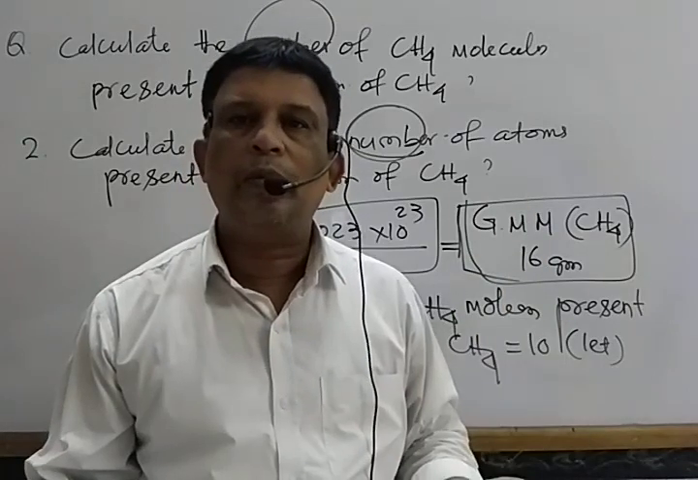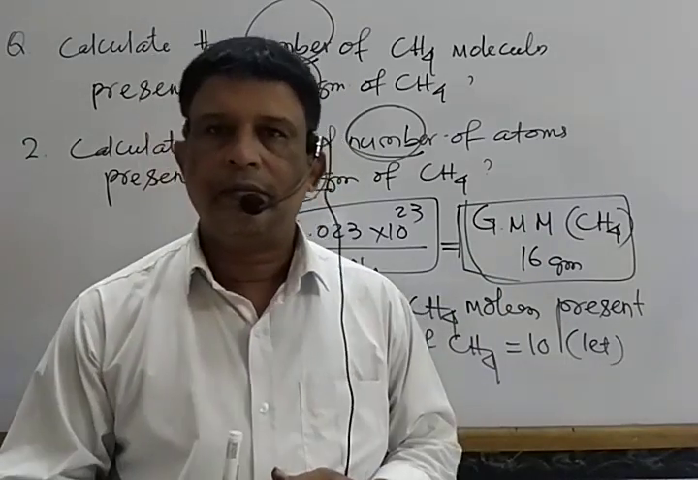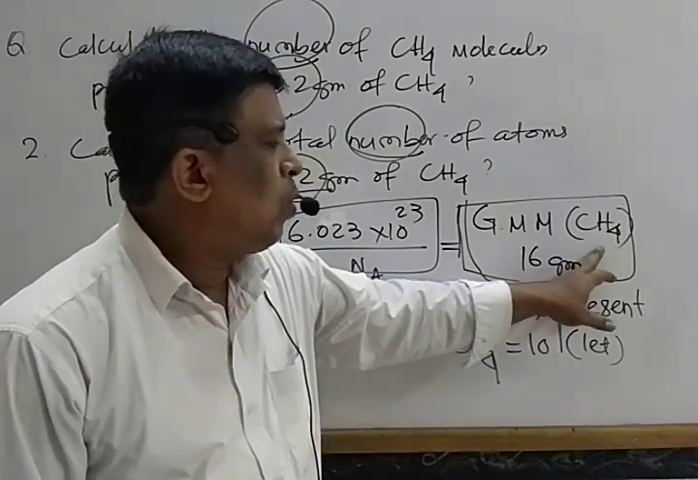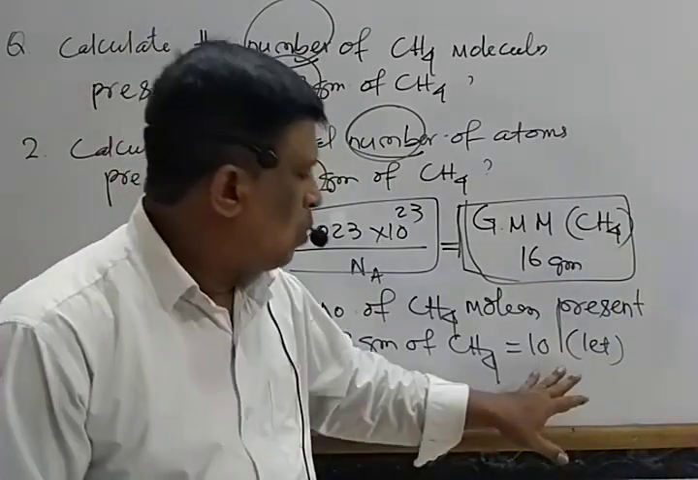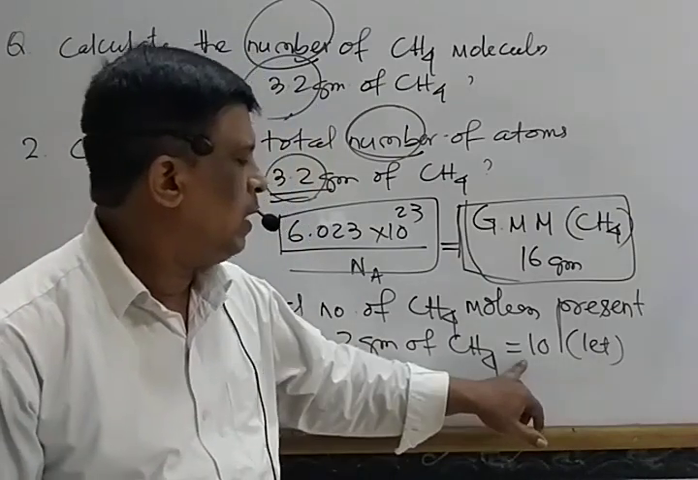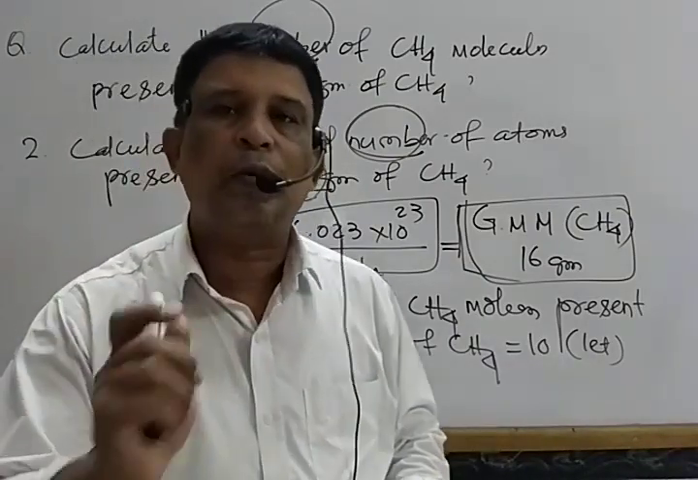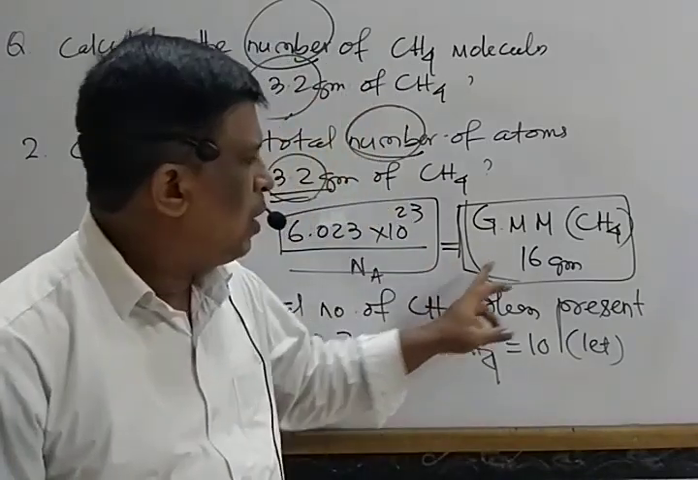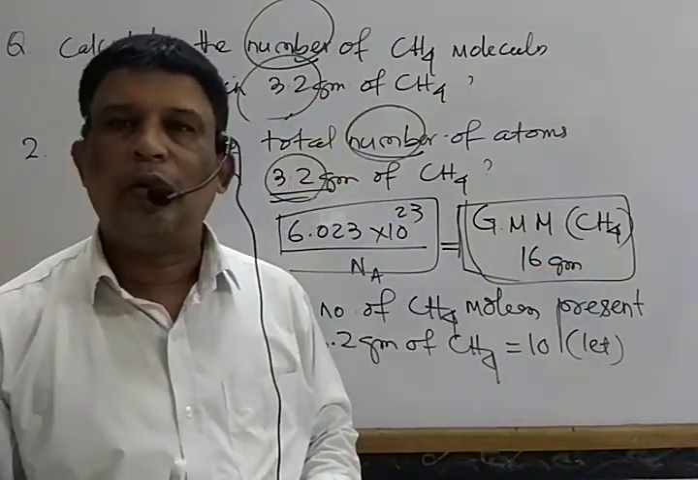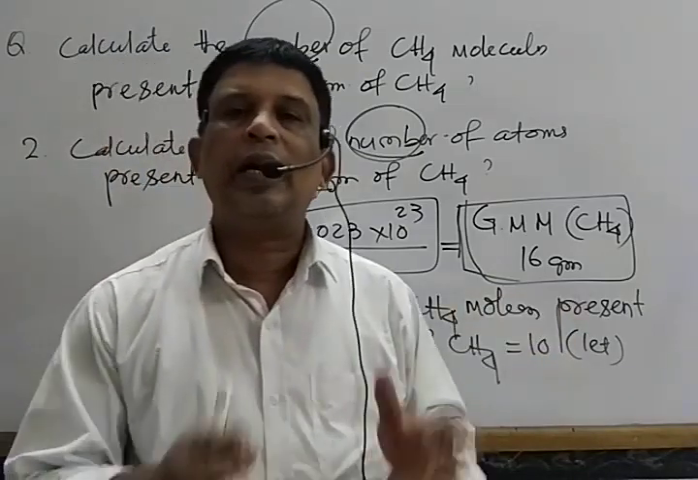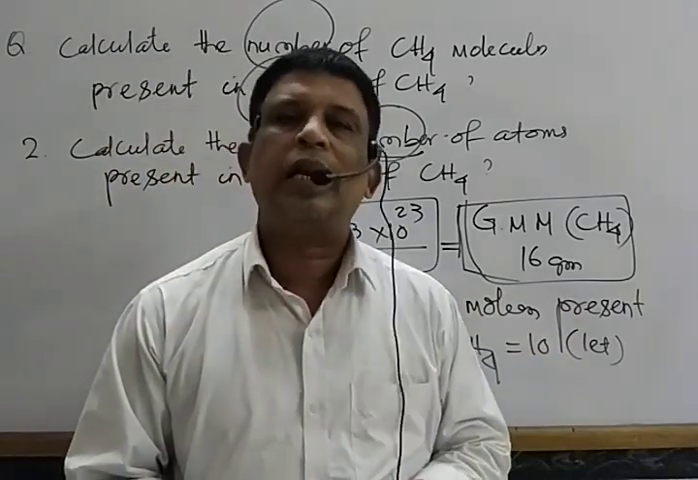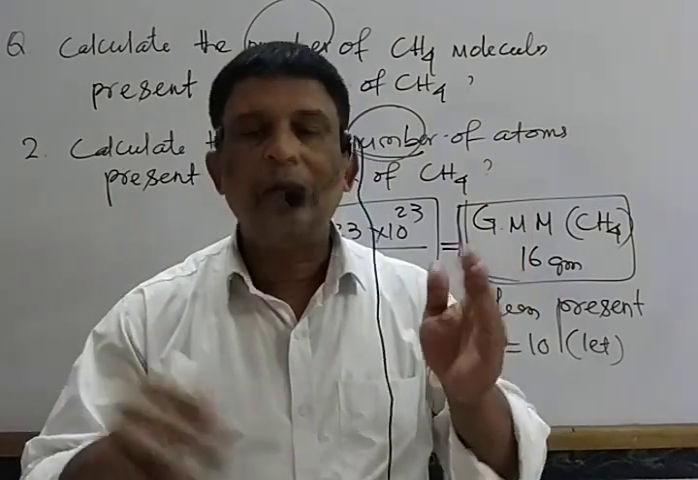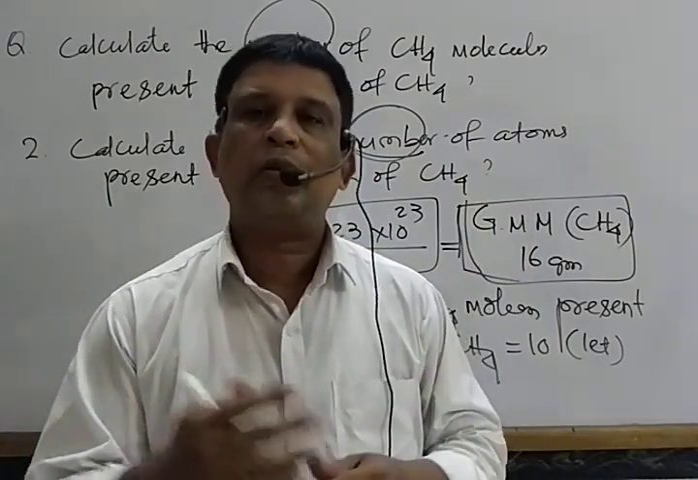So the total number of carbon atoms is 10. Next question: one methane molecule contains 4 hydrogen atoms, so the total number of hydrogen atoms present is 10 into 4, that is 40. Next question: one methane molecule contains 2 hydrogen molecules, so 10 molecules contain 10 into 2, that is 20 hydrogen molecules. Mark that. This is one concept, just a different way of asking the question.